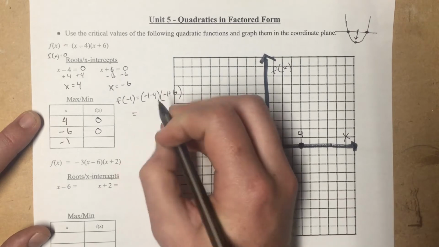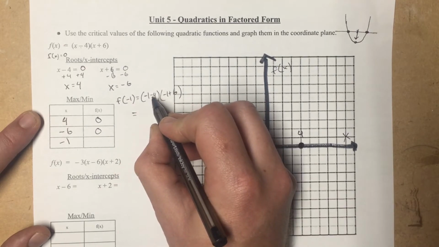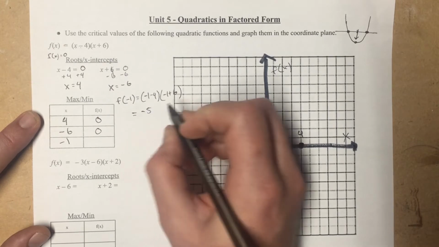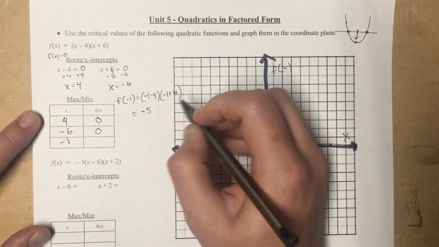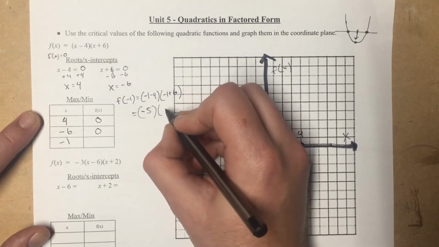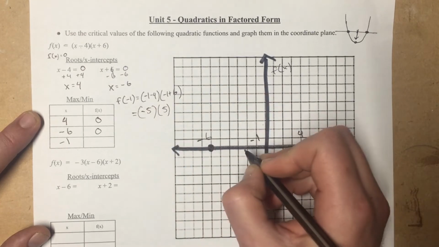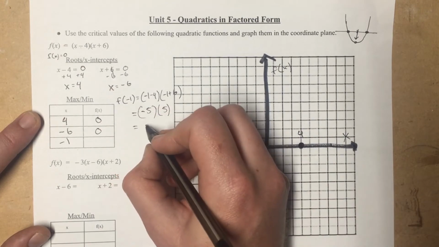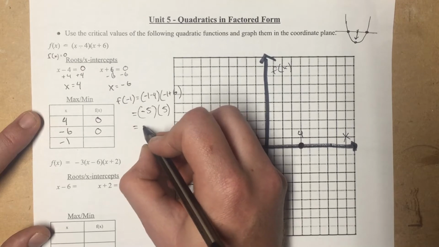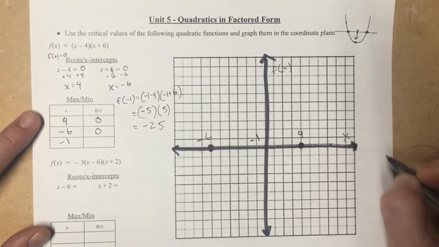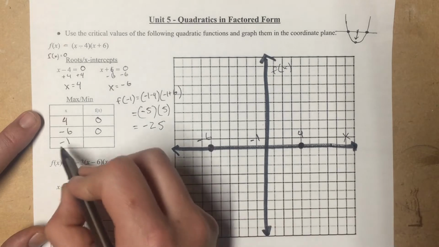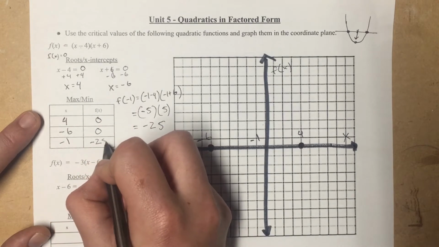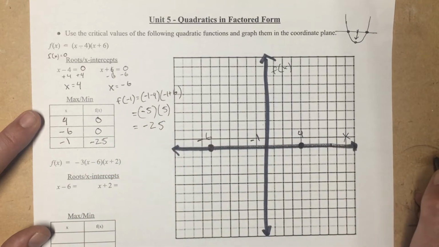This is going to equal -1 minus 4, that's a -5. -1 plus 6, that's going to be a +5. So when x is equal to 1, our f of x is -25. So when x is 1, we will get a -25. That is really low.